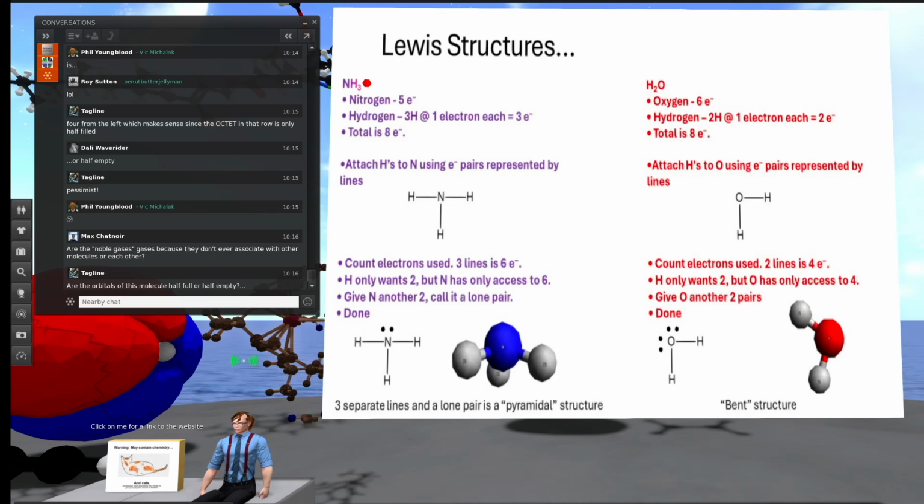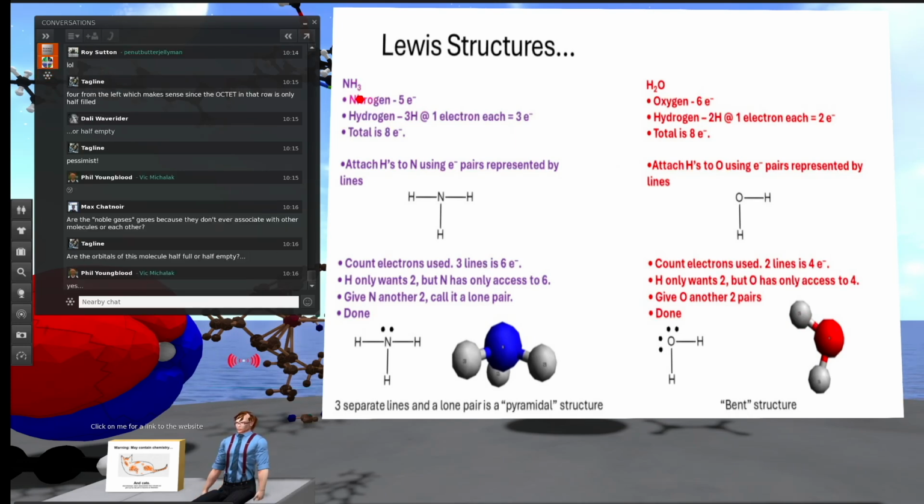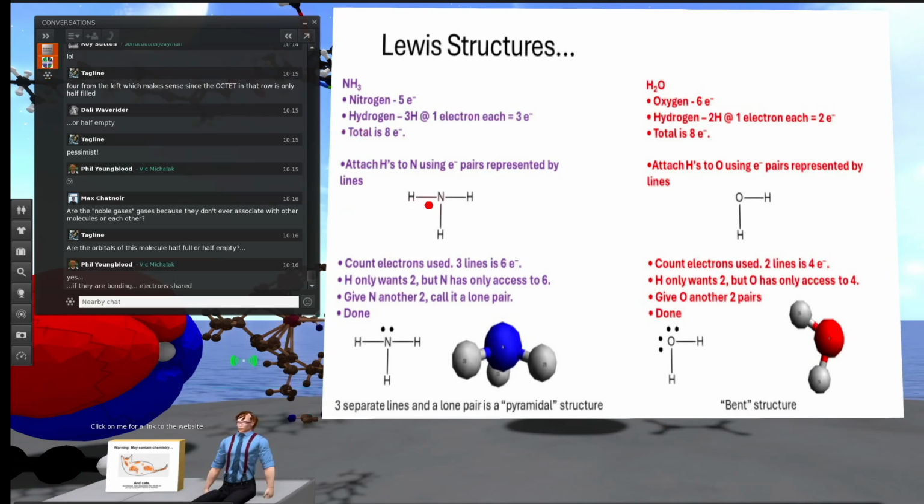Nitrogen is much the same story as methane was. Nitrogen is 1 column to the right of carbon, so it's got 5 electrons. But then you've only got 3 hydrogens, so the 3 hydrogens each have 1 electron, so your total is 8. Again, just like methane was. But when you attach the 3 hydrogens to the nitrogen, you only use up 6 electrons, and then you've got another 2. So you give the nitrogen a lone pair, as it were. You just give possession to the nitrogen.